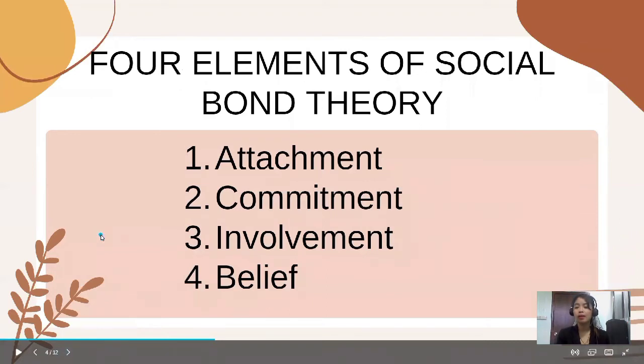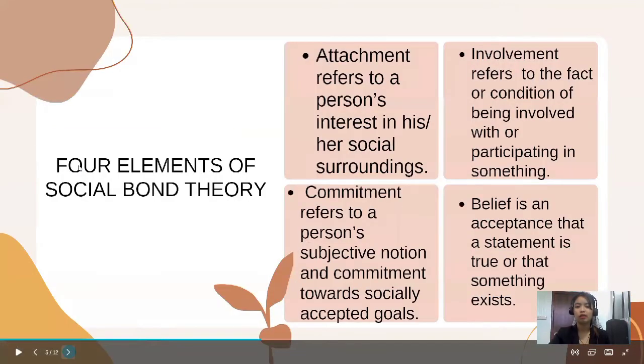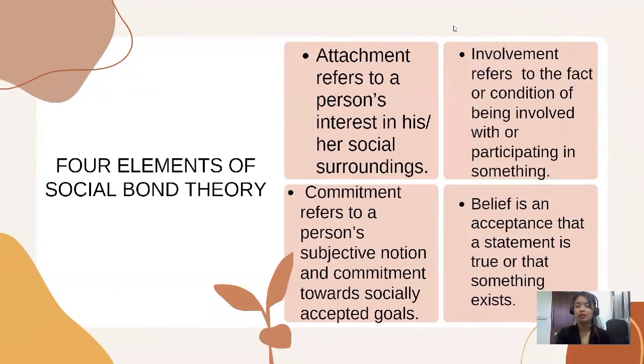There are four elements of social bond: attachment, commitment, involvement, and belief. So what is attachment? Attachment refers to a person's interest in his or her surroundings. Attachment as one of the four elements of social bond means that it is the strength of the bond of the relationship that has been established, so that a crime done is covered up.